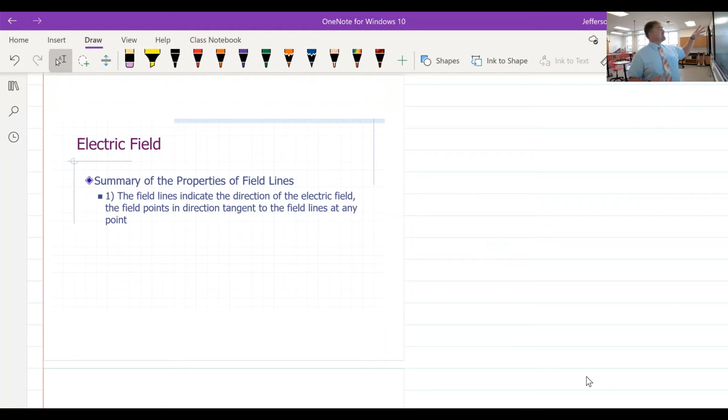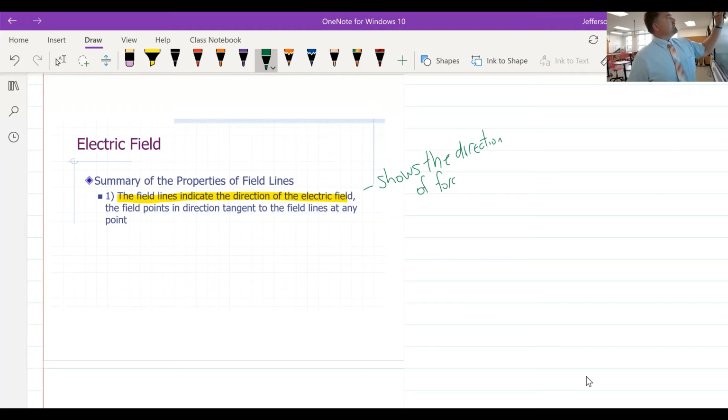First off, the field lines indicate the direction of the electric field. That's basically it. So they show the direction that a positive charge will move. Field lines indicate the direction of the electric field, and that shows the direction of force on a positive charge. And we'll examine these and explain them more in depth tomorrow.